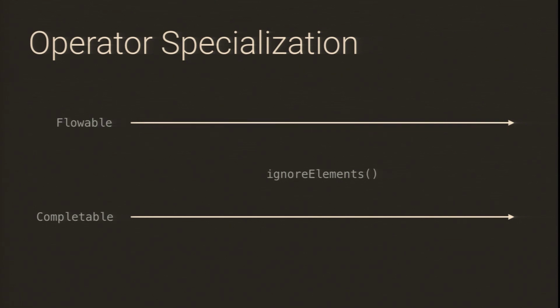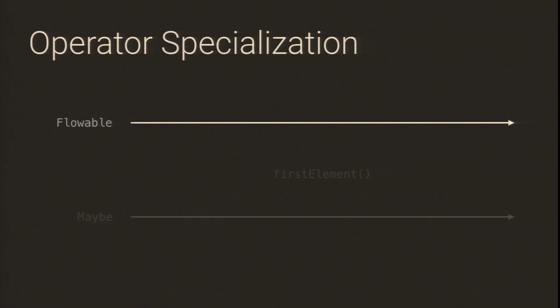These also exist on Flowable. So Flowable has almost all of the same operators, and they all return the specialized types, which is important because that means they don't have back pressure. So applying something like only getting the first element from a flowable means you lose the ability to slow down the source. But that kind of makes sense, right? I mean, you're only getting one element, so does it really matter that you can slow it down?